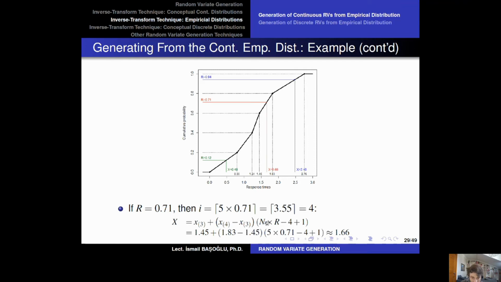Basically, this operation in the last parenthesis is calculating the decimal part of that value, right? So 3.55. Inside of this parenthesis will be equal to 0.55, the decimal part in the interior of n times r. So 5 times 0.71 minus 3 is what? 0.55. Now, what am I doing here?